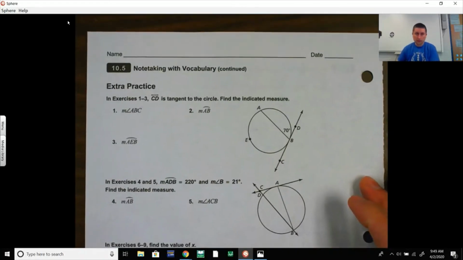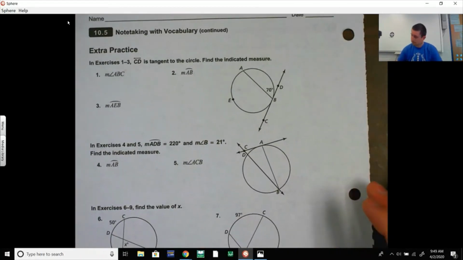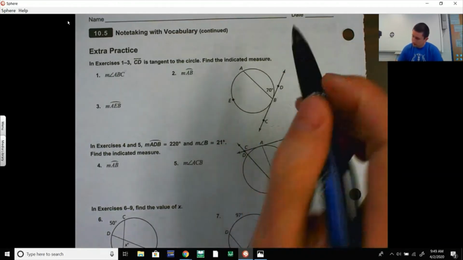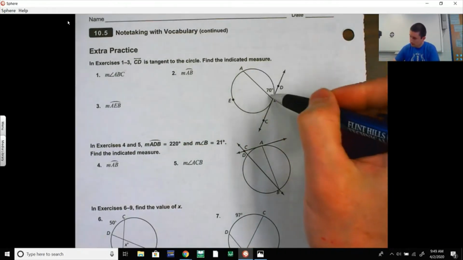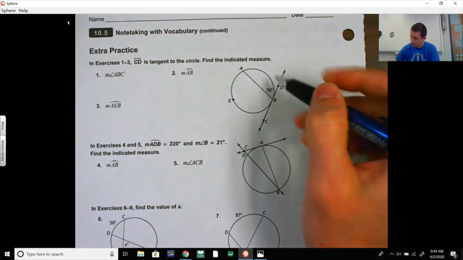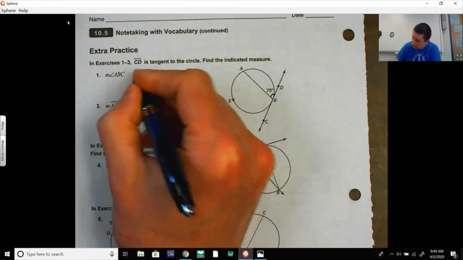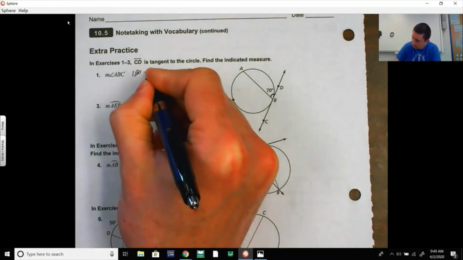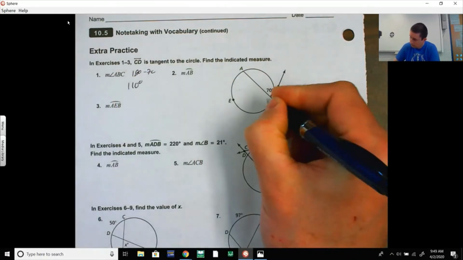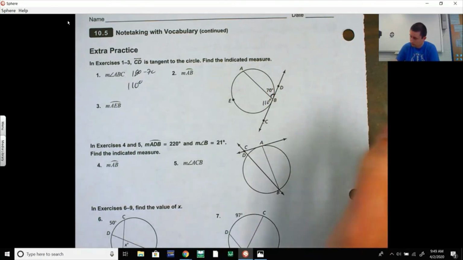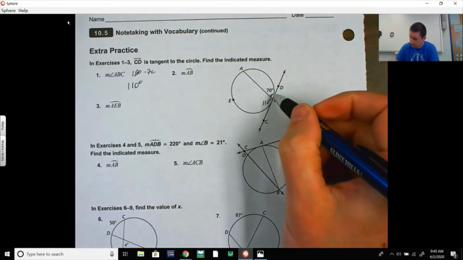Okay, so CD is tangent to the circle. Find the indicated measure. Measure of angle ABC. Well, if this is 70, this angle right here is 70, ABC has to be 180 minus 70, so that'd be 110 degrees. So this has to be 110 degrees over there. A linear pair has to be supplementary.